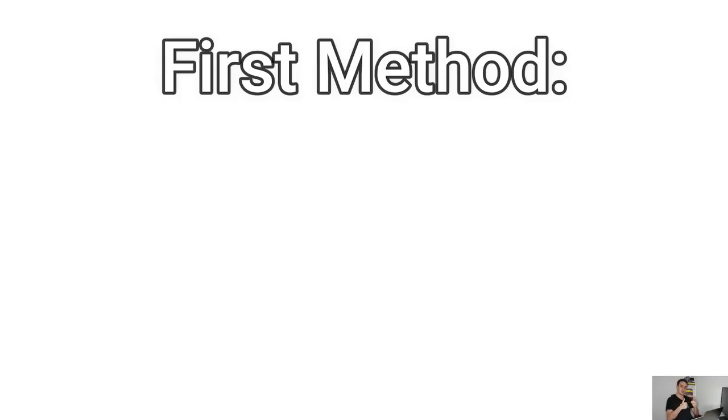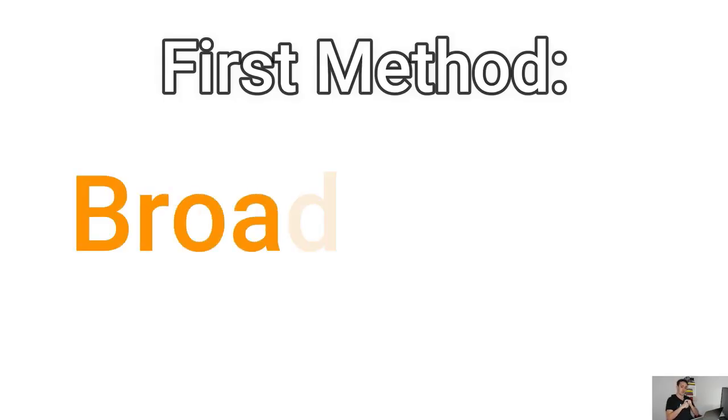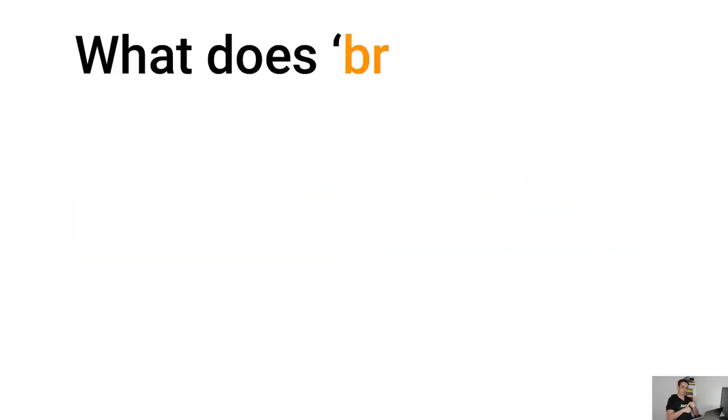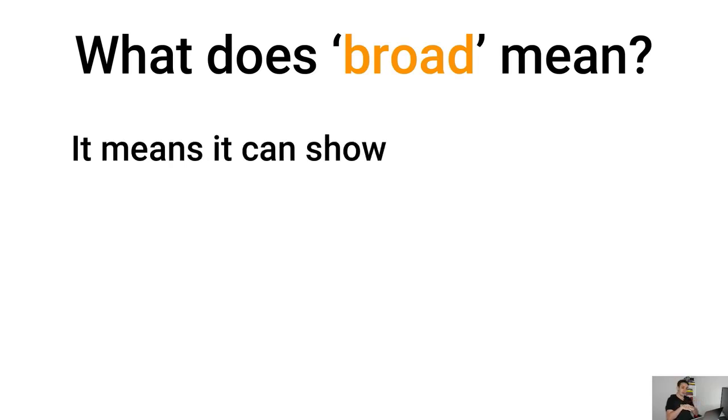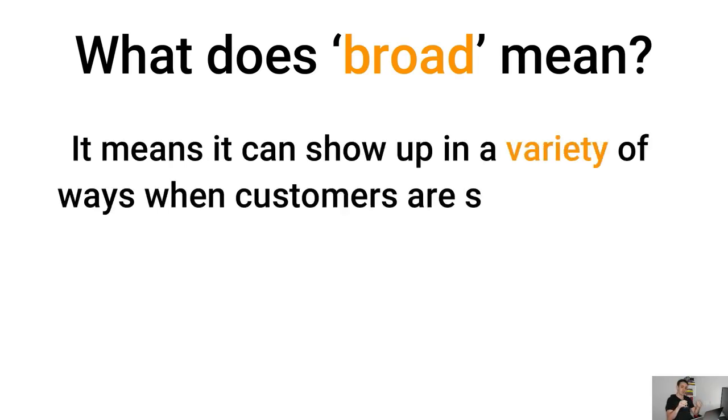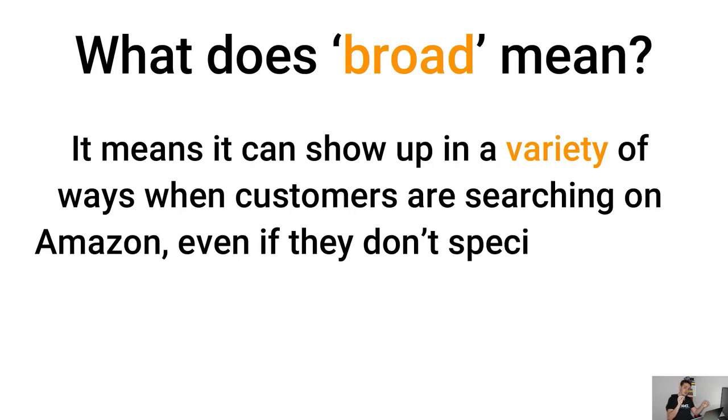So when it comes to creating your manual campaigns, you know which method and way in which you choose to target your specific keywords. So the first method in which you can target keywords is the broad match. Now, what broad means is that your keywords or your products, if you're targeting specific keywords for that product, can show up in a variety of ways when customers are searching on Amazon, even if they don't specifically use your exact keywords.